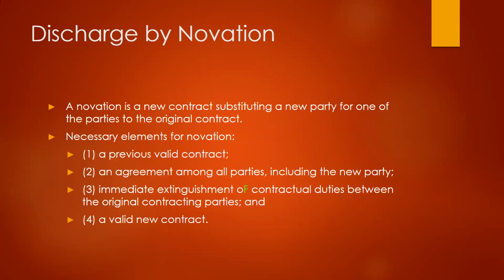Discharge by novation. A novation is a new contract substituting a new party for one of the parties to the original contract. Necessary elements for novation are: 1. A previous valid contract. 2. An agreement among all parties, including the new party. 3. Immediate extinguishment of contractual duties between the original contracting parties, and 4. A new valid contract.